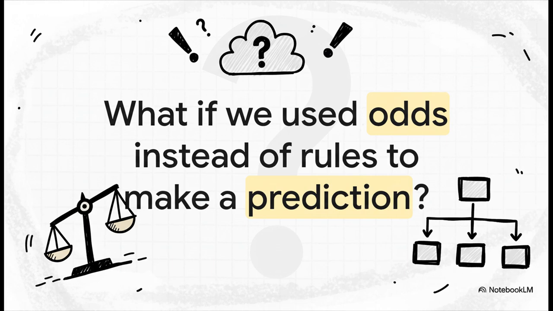So this method asks a totally different kind of question. Instead of following the strict flowchart that spits out a definite yes or no, what if we just calculated the probability of something? What are the odds that an item belongs to a certain class, based on all the features that we can see?